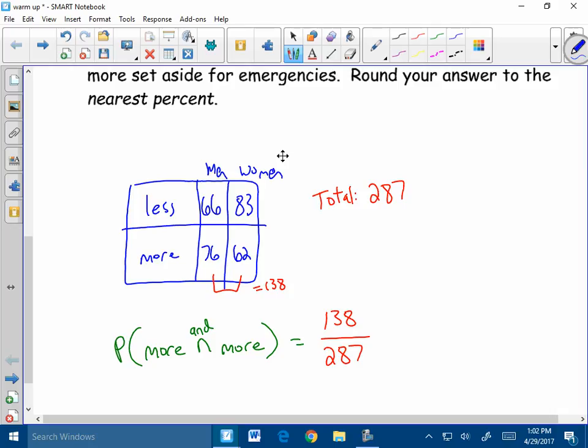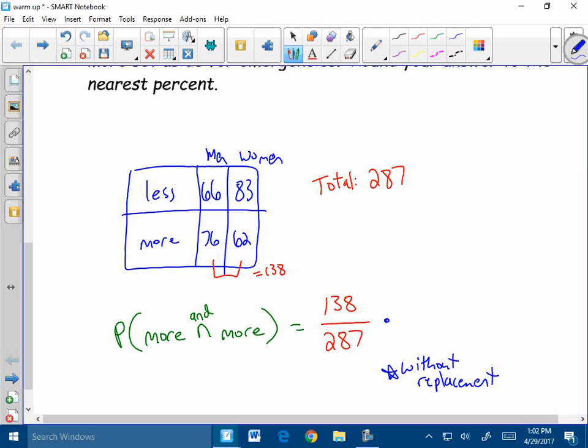Then we're going to pick another worker, except that we're picking two different workers, which means that we're picking without replacement. And this is an and situation, so we should be multiplying. So when I pick the second one, assuming that the first person I picked had more than 1 month's income set aside, that means that now there's going to be 137 workers left that have more than 1 month's income set aside. And then the total would now be, oopsies, 286. Subtract 1 from both of those basically.